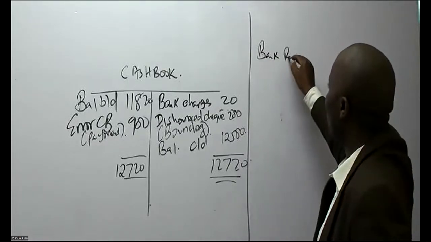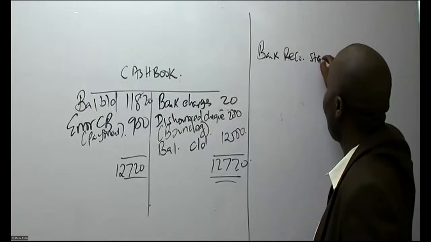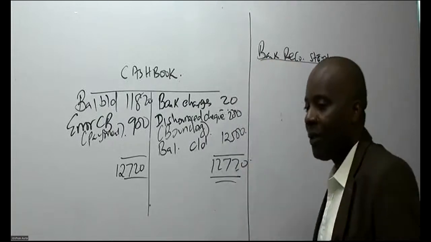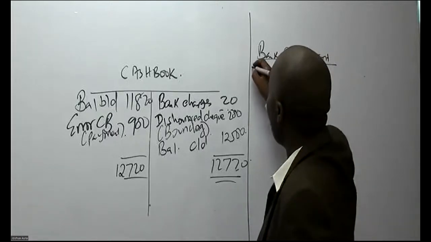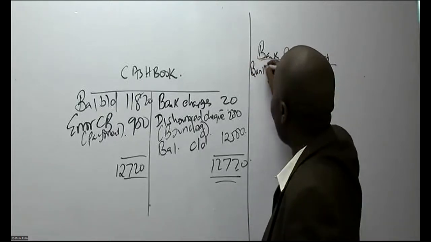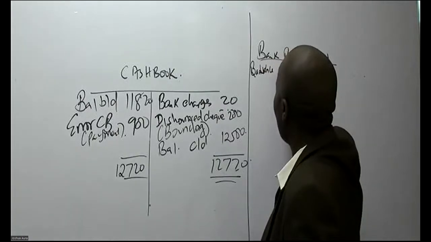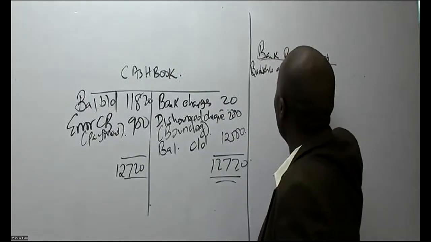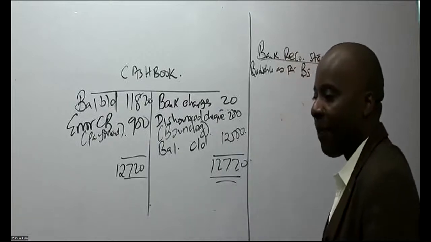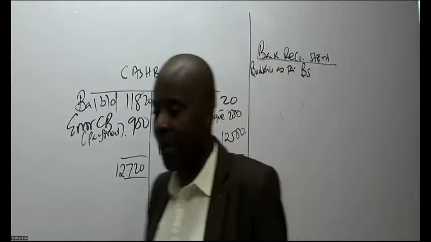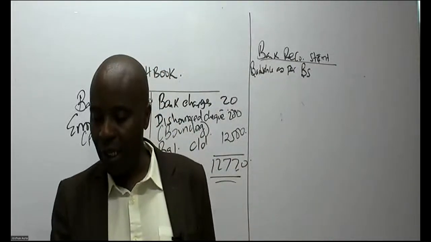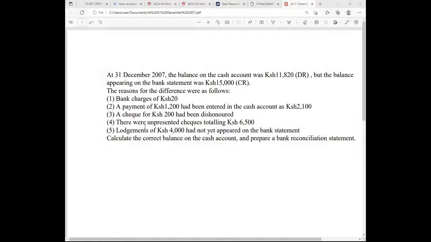A bank reconciliation statement. So this bank reconciliation always starts with balance as per bank statement. What do we have here as the balance as per bank statement? We were given a figure of 15,000. The balance appearing on the bank statement was 15,000. So in this case, appearing on the bank statement here is 15,000.